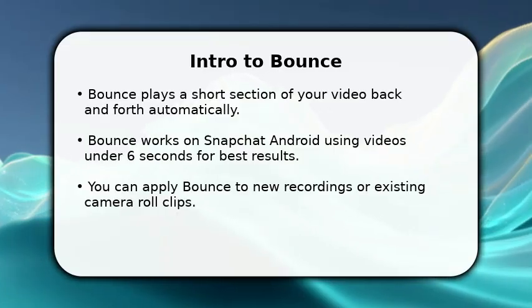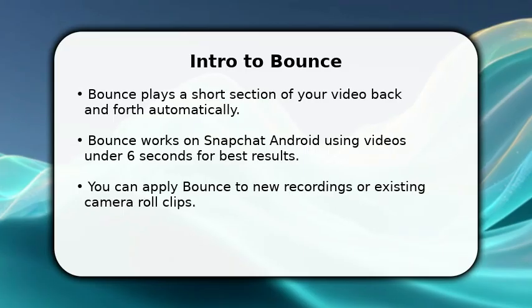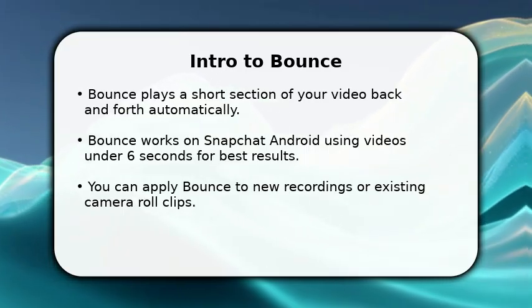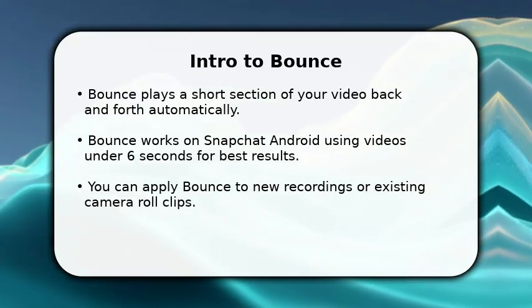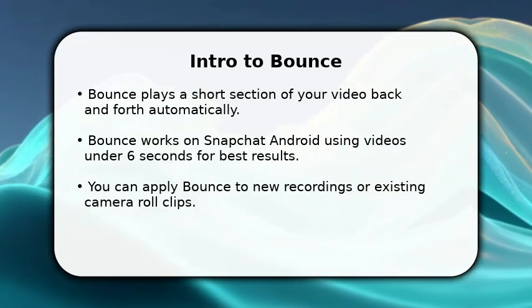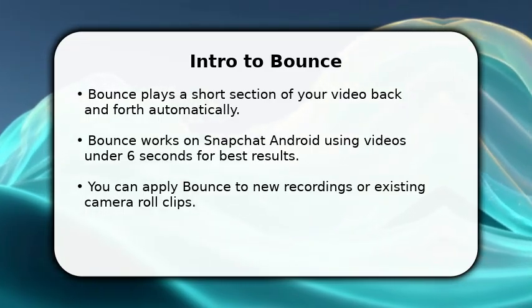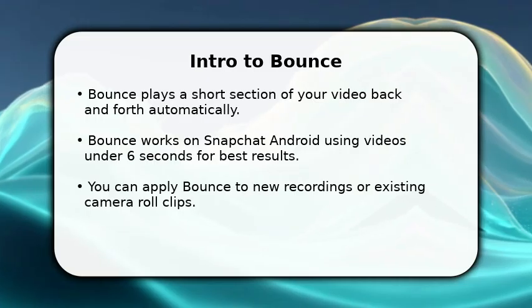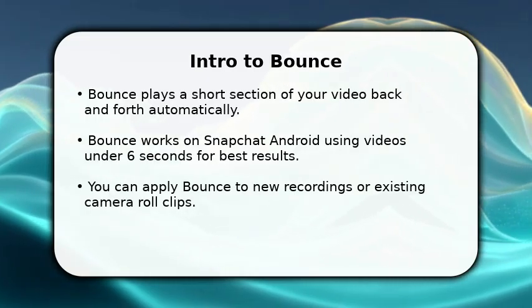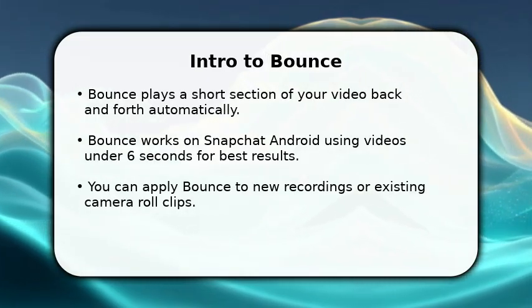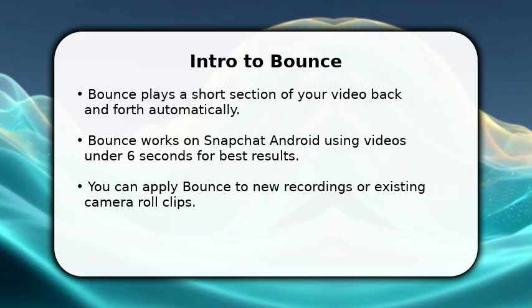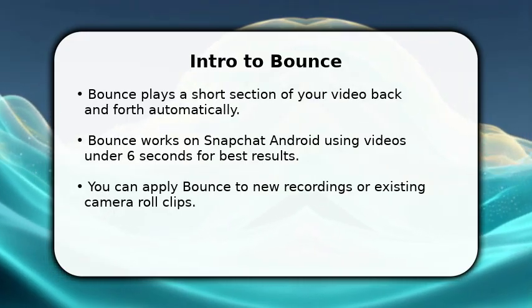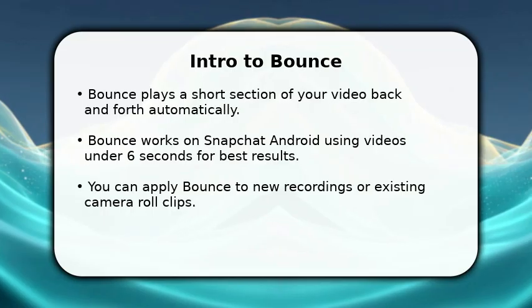In this video, I will show how to use Bounce on Snapchat Android. Open Snapchat and record a short video or choose one from your camera roll, then tap the preview to enter editing. Press and hold the video clip and select Bounce from the Motion Effects menu, then adjust the start and end points by dragging the handles to pick the exact moment to loop. Save or send the snap when you are happy with the result.